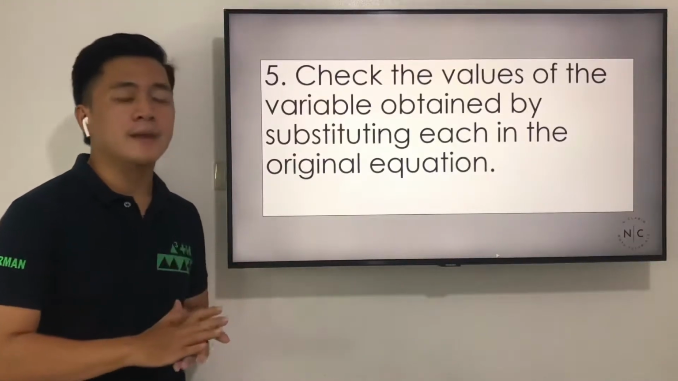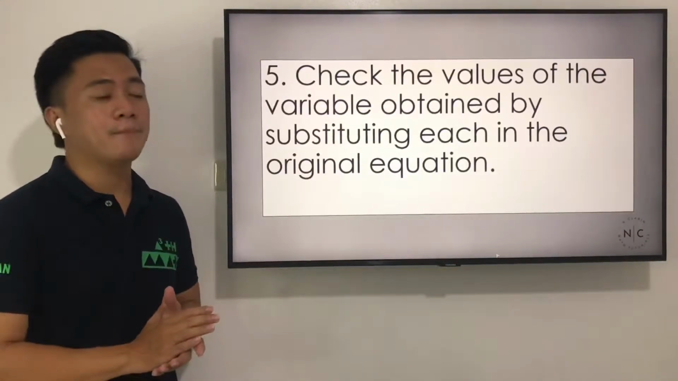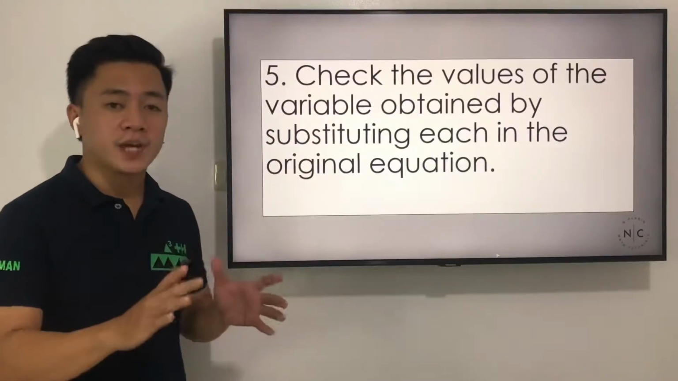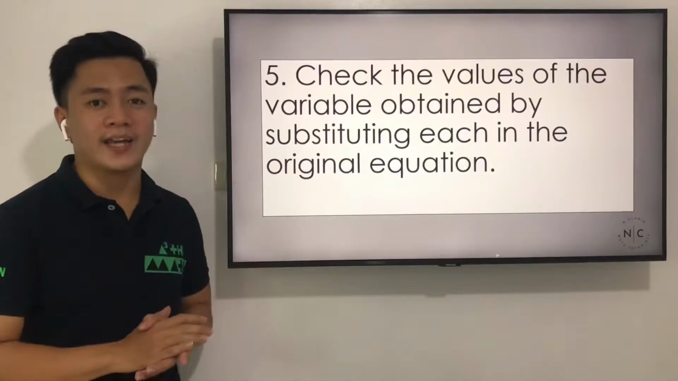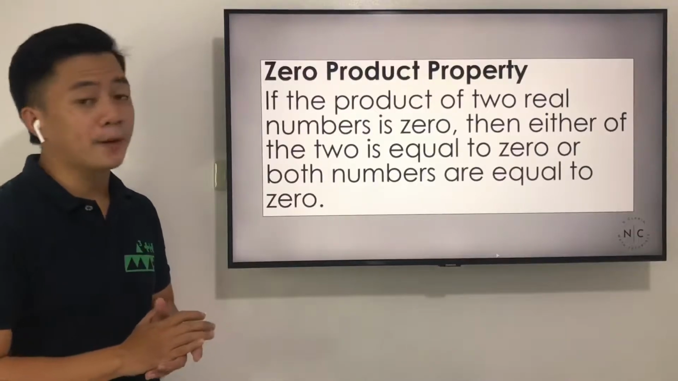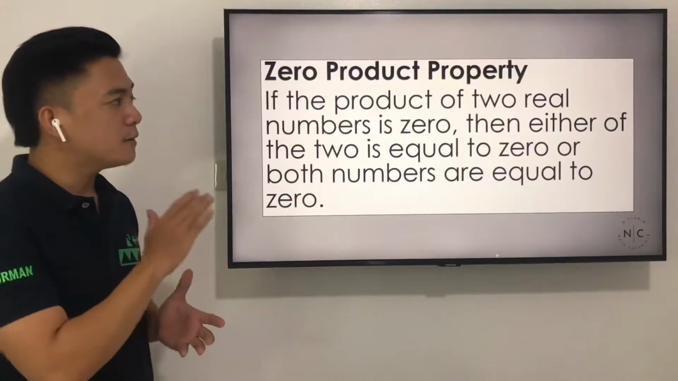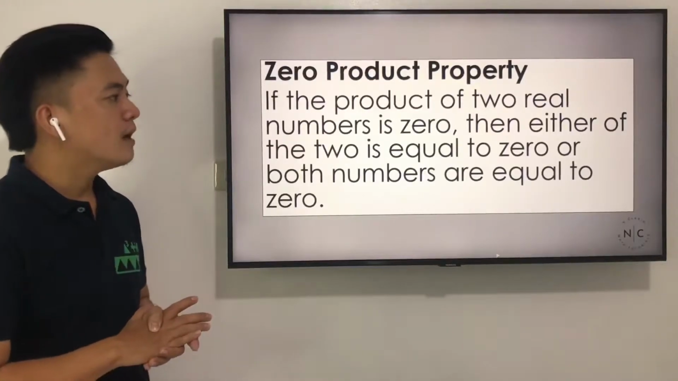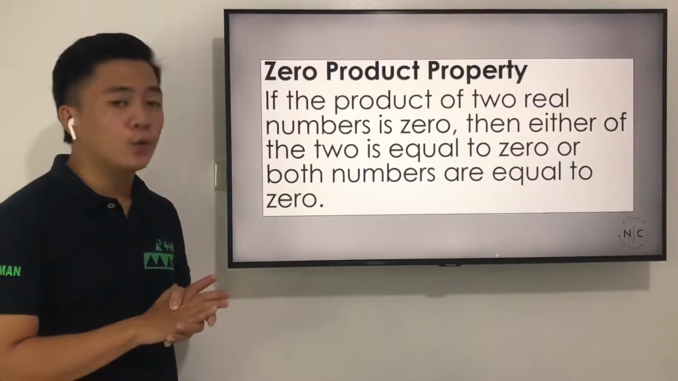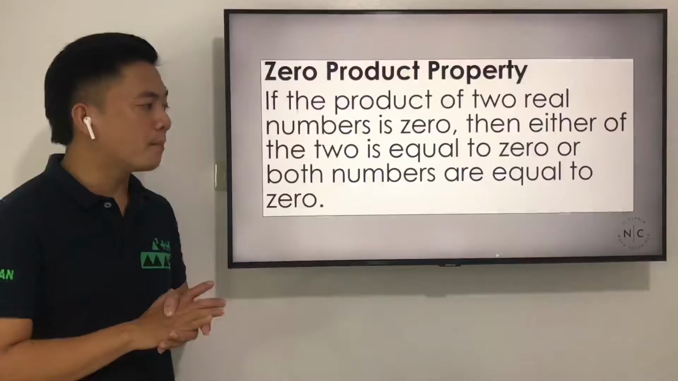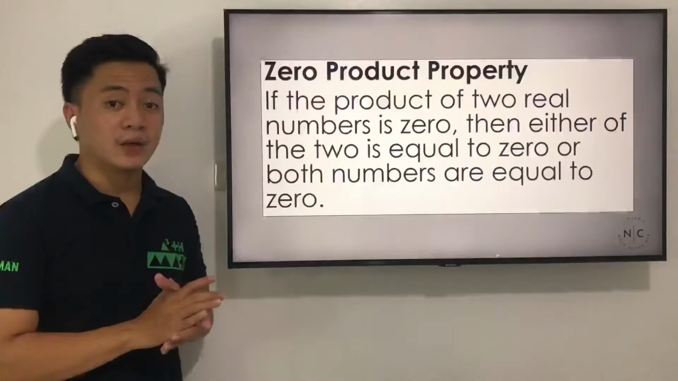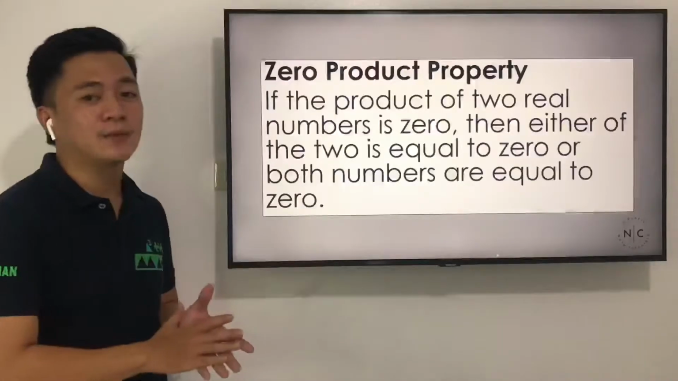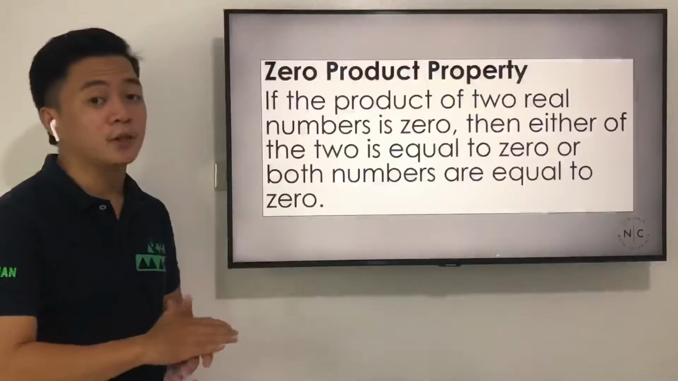So yung number 5 is optional lang naman siya. Ginagawa nyo lang dito is to check if your answers are correct. Let's define zero product property. If the product of two real numbers is 0, then either of the two is equal to 0 or both numbers are equal to 0. So mamaya is malalaman natin kung paano gagawin yung ating zero product property.